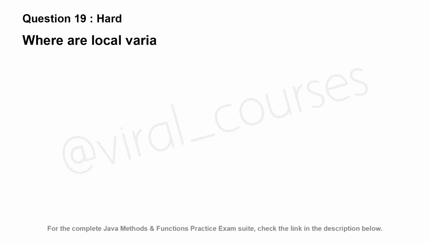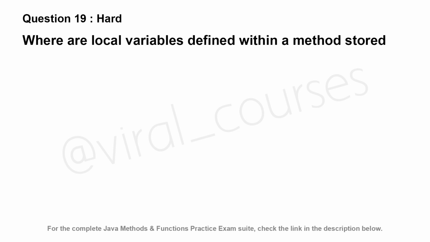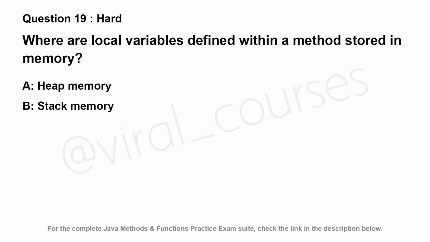Where are local variables defined within a method stored in memory? Option A. Heap memory. Option B. Stack memory. Option C. Method area. Option D. PC register.